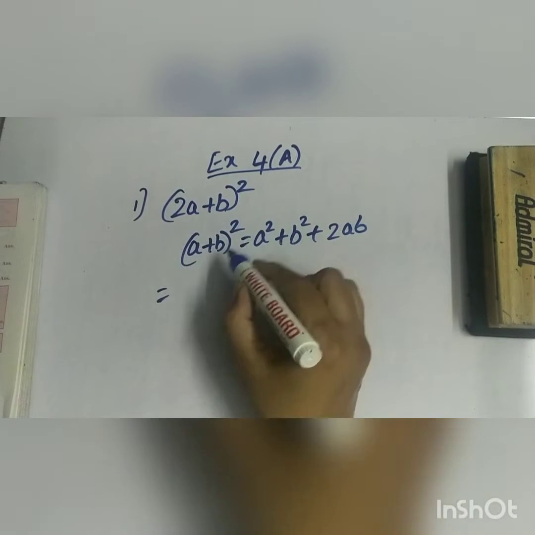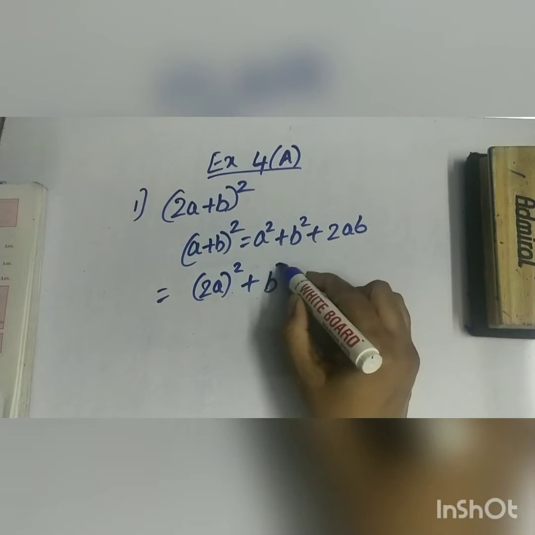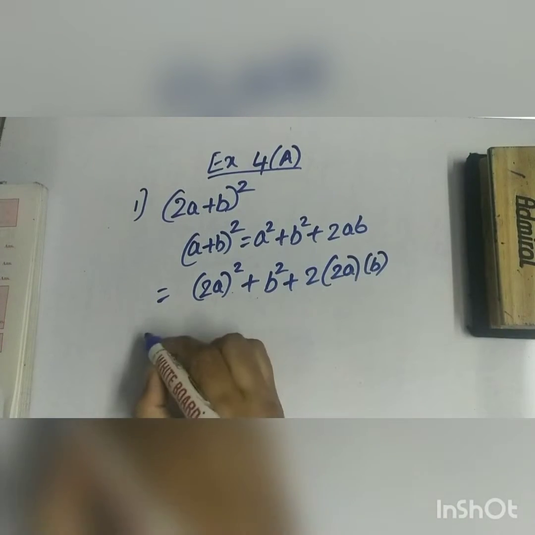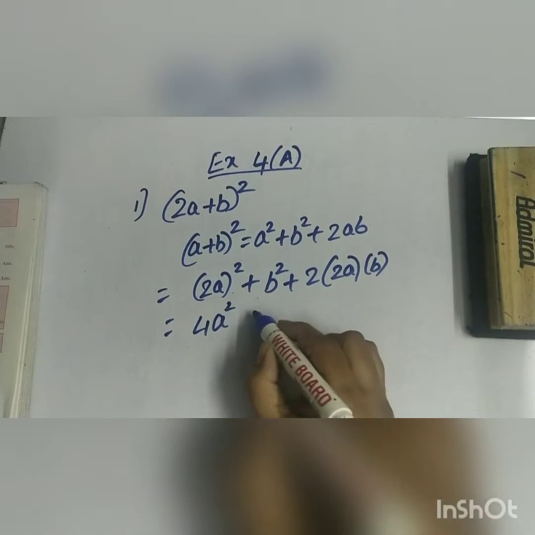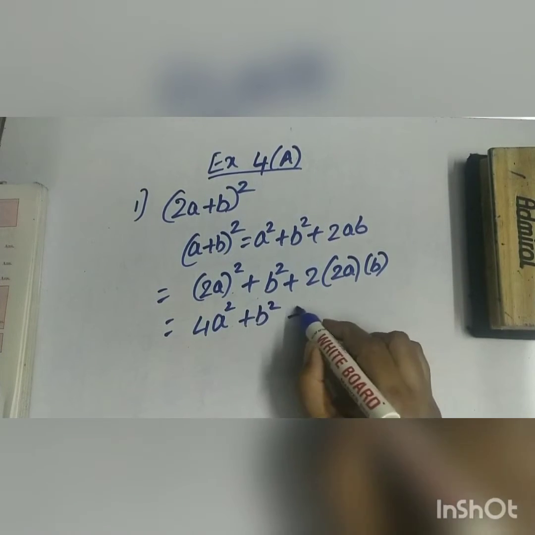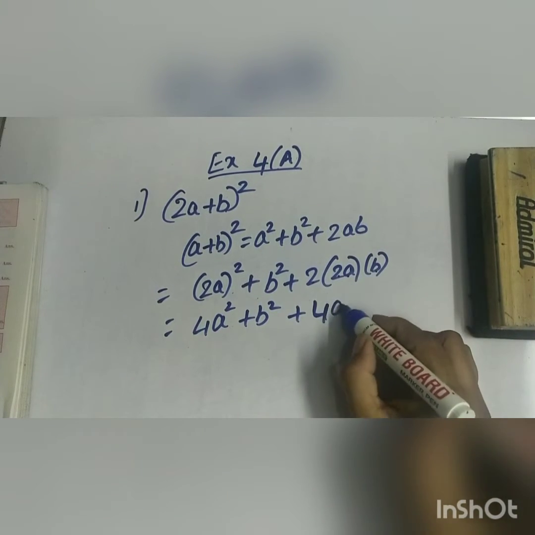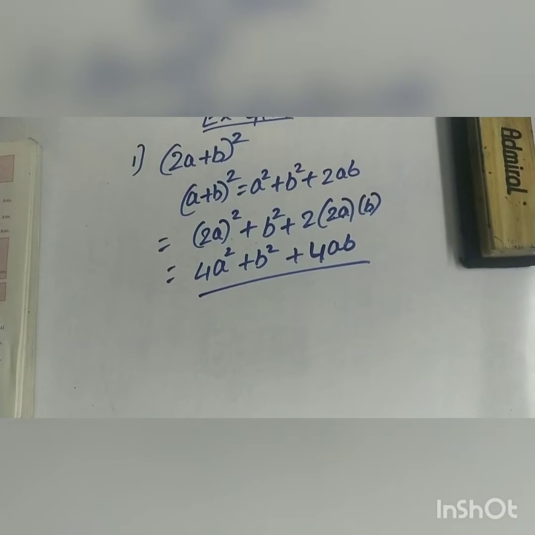So we have first a square, that will be (2a) square, plus b square as it is, plus 2 into 2a into b. The answer I get is 2 square is 4, so 4a square plus b square plus 2 2s are 4, and we have ab. So this is the answer for the first one.